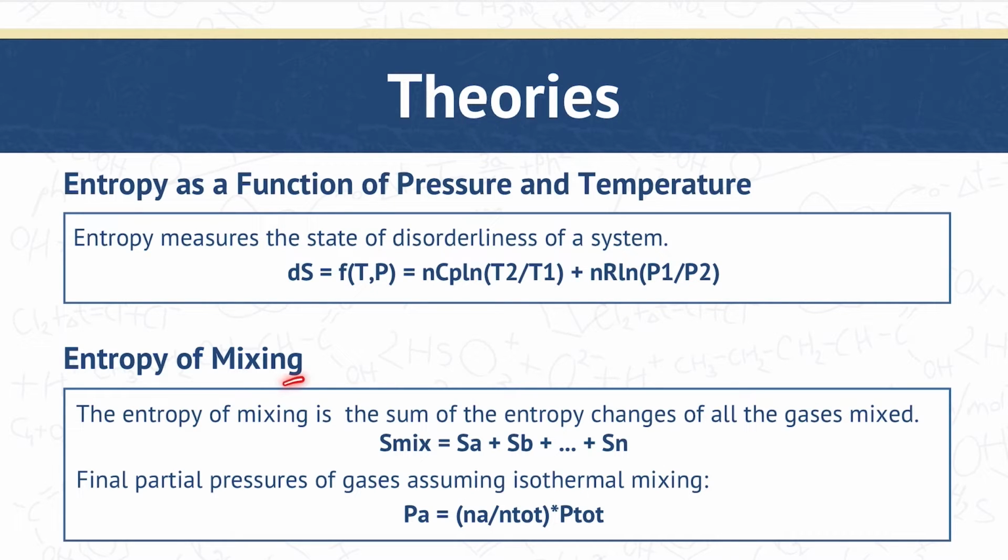Then we have entropy of mixing. It is just the sum ng entropy changes ng all gases mix. So, final partial pressures ng gases, assuming isothermal mixing, is yung partial pressure ng gas equal lang siya sa molar fraction ng gas times yung total pressure. So, ito yun. Moles ng A all over total moles times total pressure.